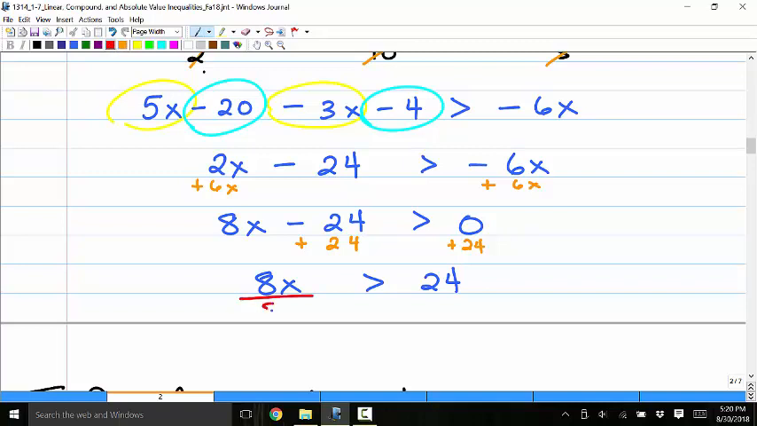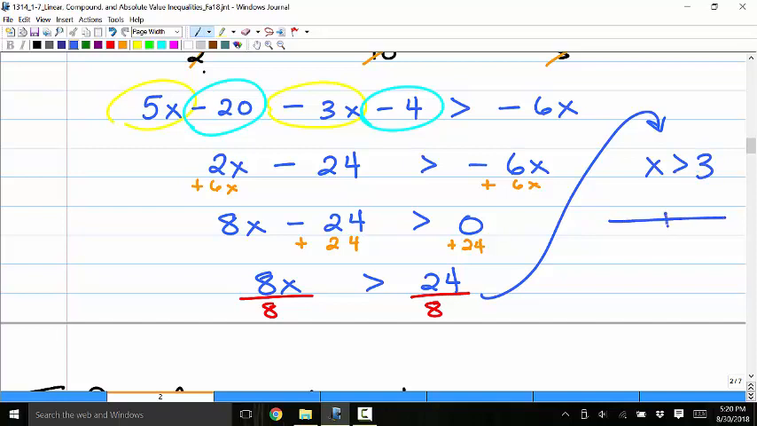Divide both sides by 8. Do I need to raise a flag? And the answer is no. 8 is a positive number, so everything is okay. Nothing changes. And I get x bigger than 3.